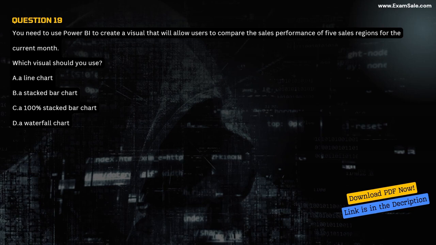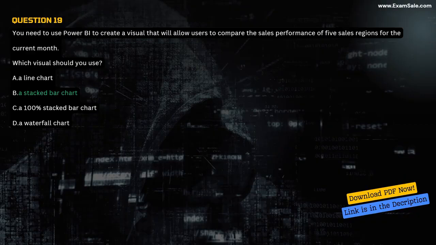Question 19. You need to use Power BI to create a visual that will allow users to compare the sales performance of 5 sales regions for the current month. Which visual should you use? A. A line chart. B. A stacked bar chart. C. A 100% stacked bar chart. D. A waterfall chart. Correct answer B.